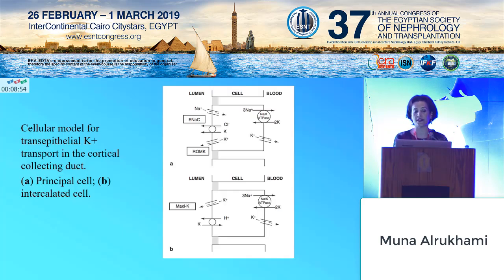And this is just the cellular model to show you the cells that really work in this part of the collecting duct, which are the principal cells that lead to the secretion of potassium, and the intercalated cell, where the absorption of potassium happens in exchange for hydrogen, and where the kidney helps in adjusting the acid-base balance.